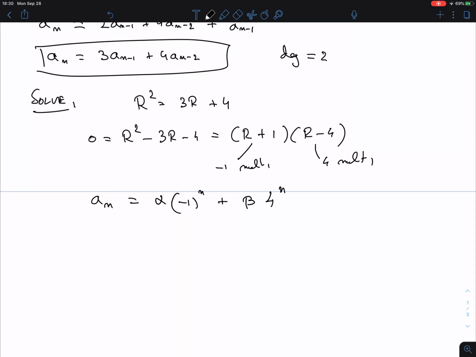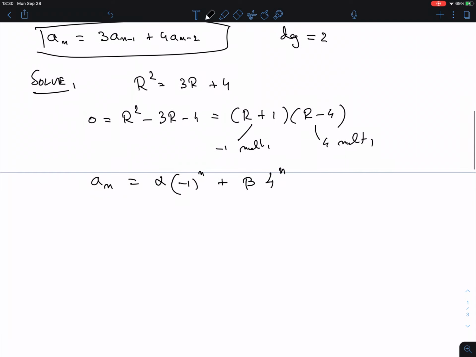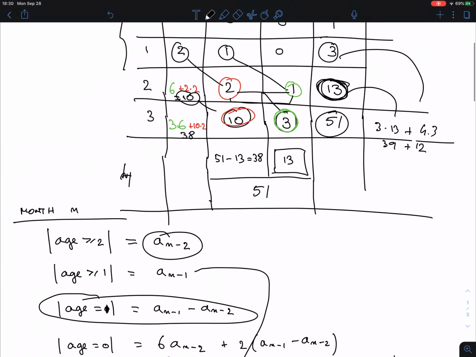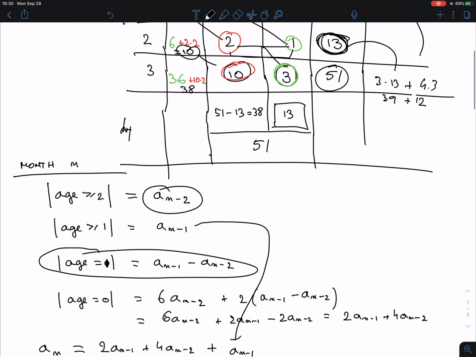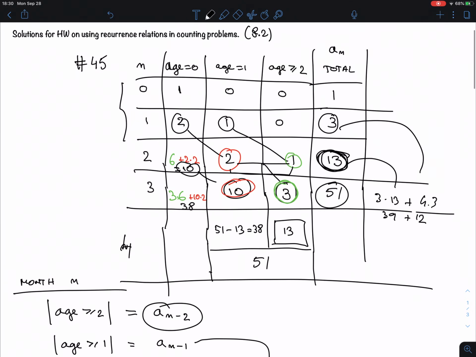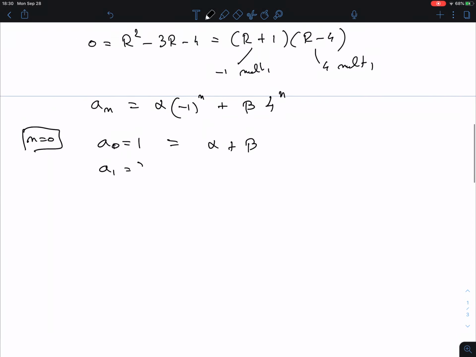So this is how it looks, and we're almost there now because look, now we have to do n is 0. We will know that a0 is equal to... where is a0? A0 was equal to 1, right? Because there was just one couple. So that's equal to alpha plus beta, and then a1 was equal to 3, I think. Yeah, a1 is 3, and that is equal to, and now we take the negative, so we get negative alpha plus 4 beta. Let's add them up. That is 4 equals 5 beta.